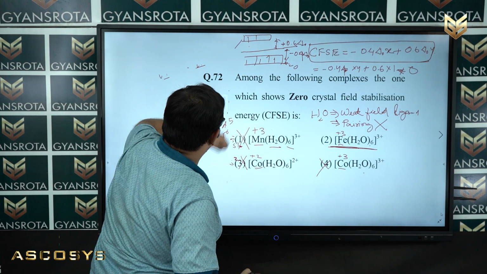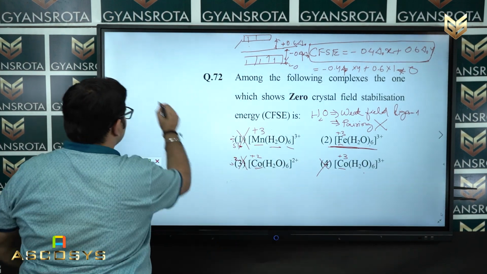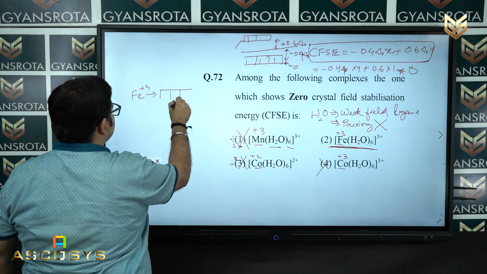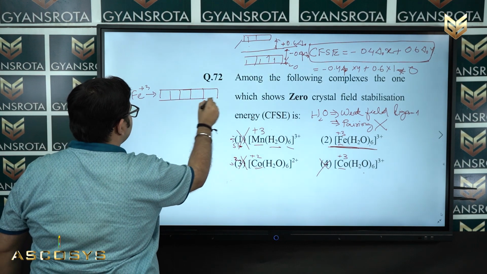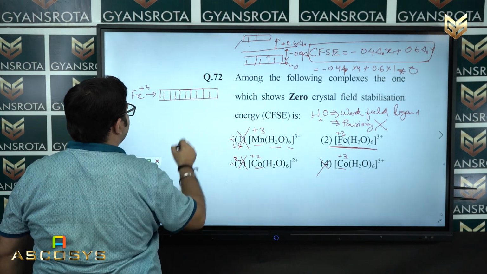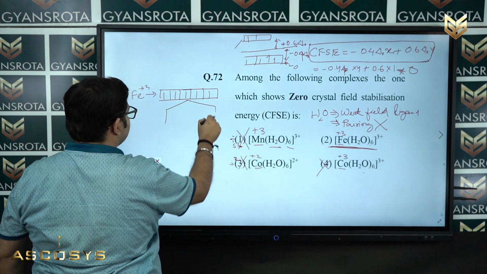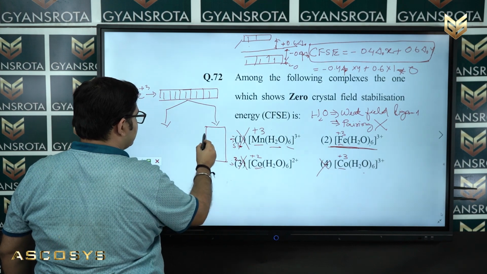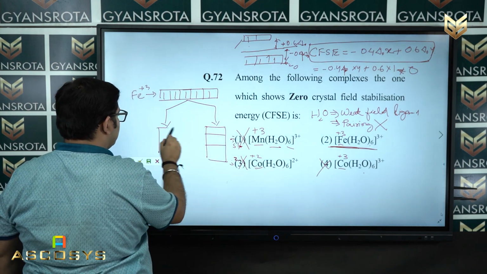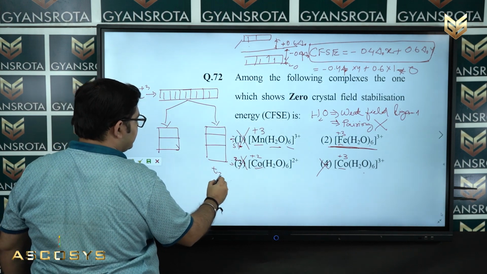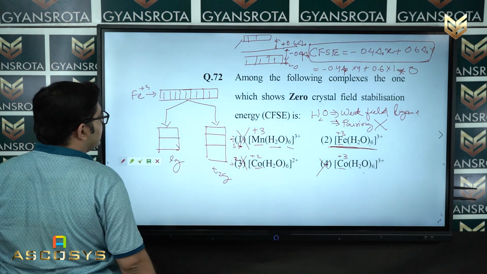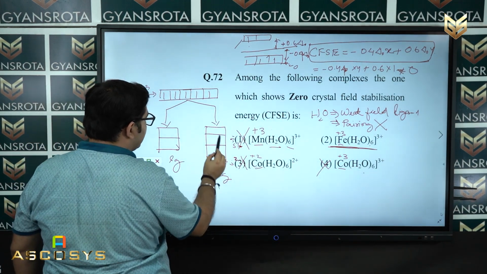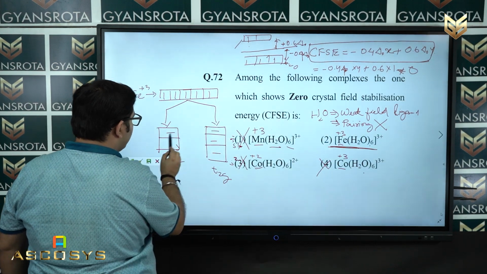So now we draw the splitting part. So Fe plus 3 will give 1, 2, 3, 4 and 5. Now it will be split as t2g here, that is 1, 2 and 3, here also 1 and 2. So this is your t2g and this is eg. Now this is a weak field ligand, so as a weak field ligand is present, no pairing takes place. So 1, 2, 3, 4 and 5.